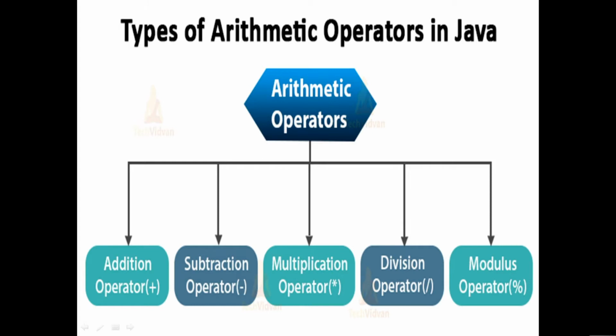Arithmetic operators mainly deal with arithmetical symbols like addition with plus, subtraction with minus, multiplication with a star sign, division with a slash sign, and modulus, which will give you the remainder, with the percent sign.